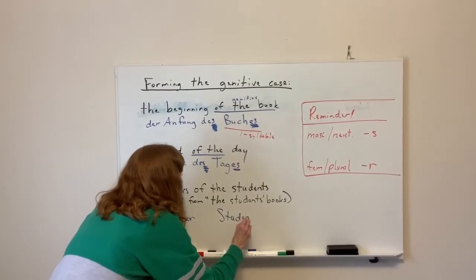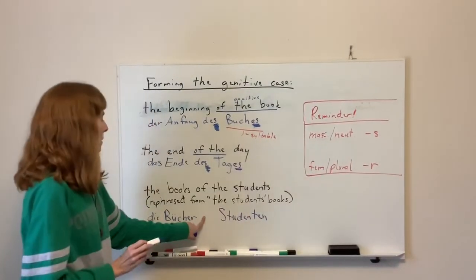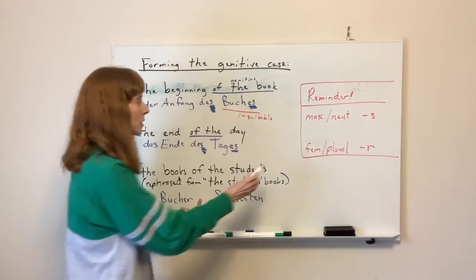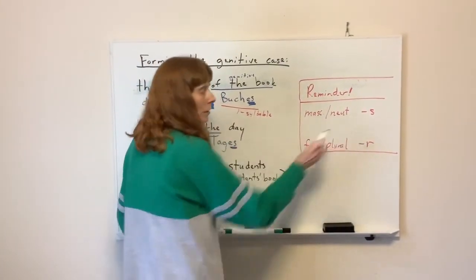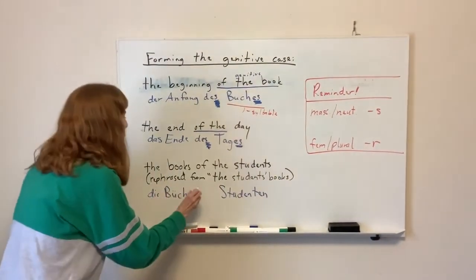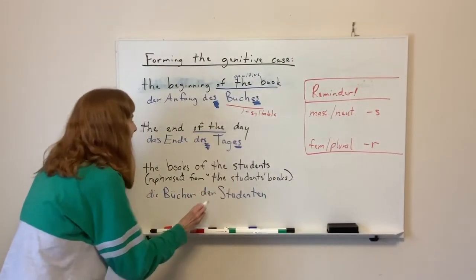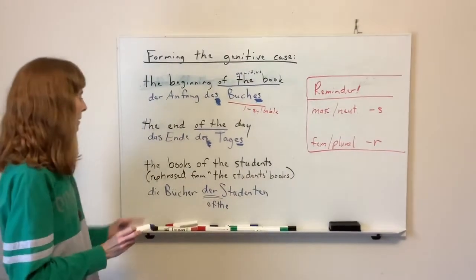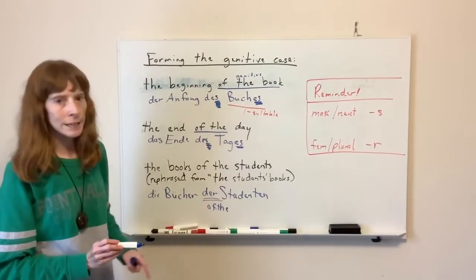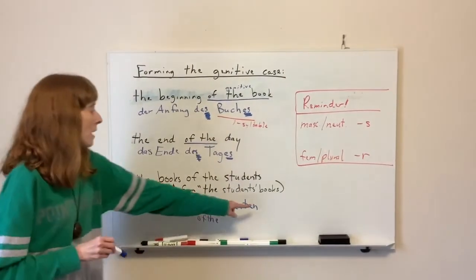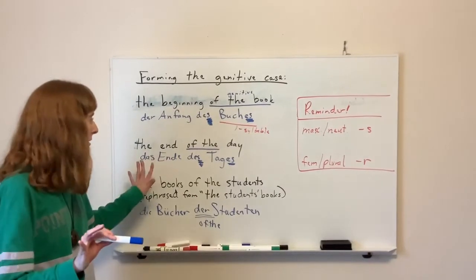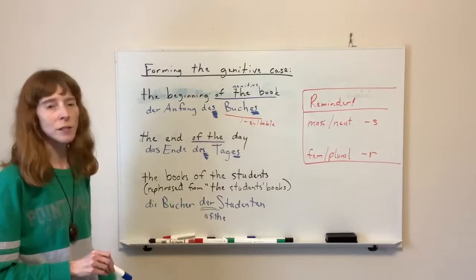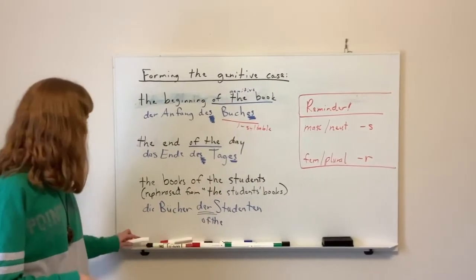Studenten. Now, this one is plural. Students. Plural. So over here, plural, we know we use the letter R. So die Bücher der, of the, Studenten. Die Bücher der Studenten. We don't have to add anything here, nothing besides that. We don't care about syllables or anything. As long as it's feminine or plural, we just slap an R down and we're good to go.